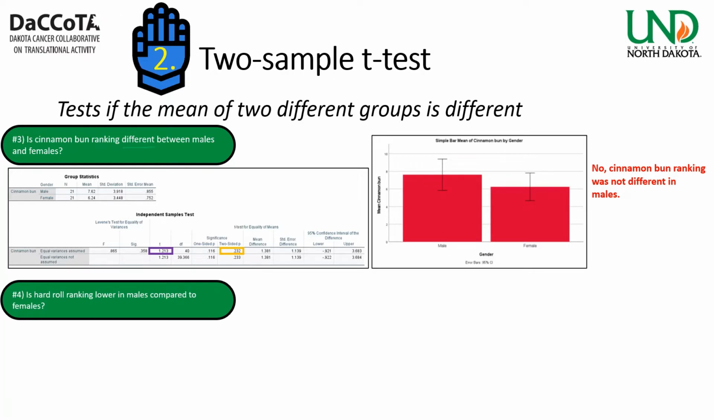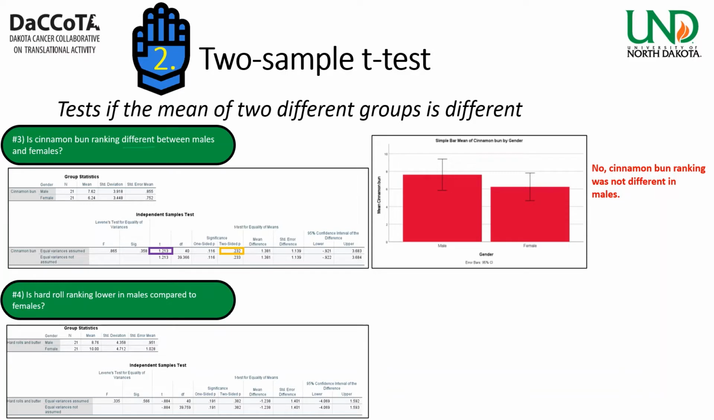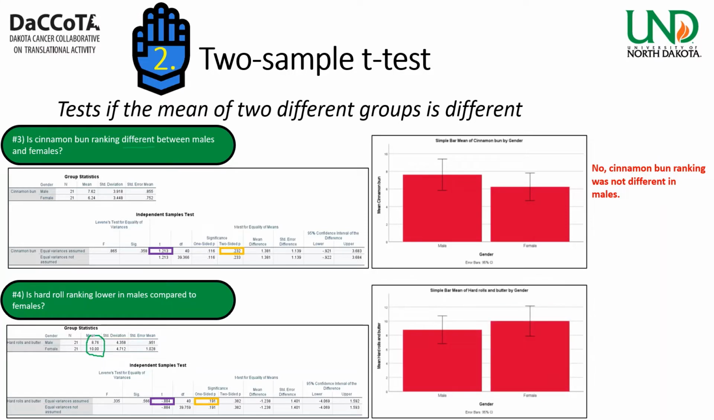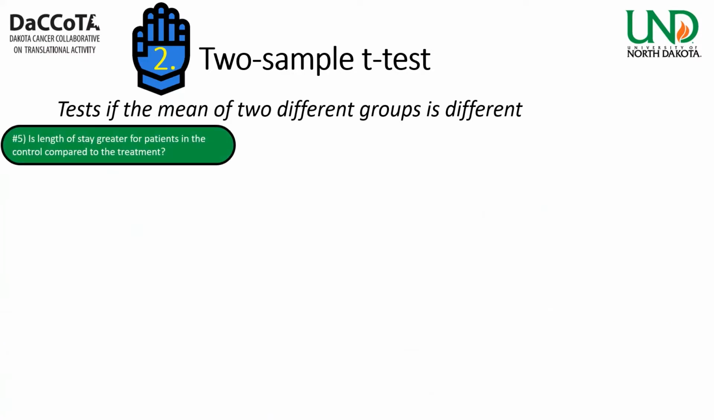What about hard roll rankings? So this is like a breakfast roll, hard roll. Okay, well it looks like there's quite a bit of difference here. Or, at least more difference, 8.76 and 10, though the t-value is actually not any better, and no, that is not significant. Hard roll ranking was not lower in males.